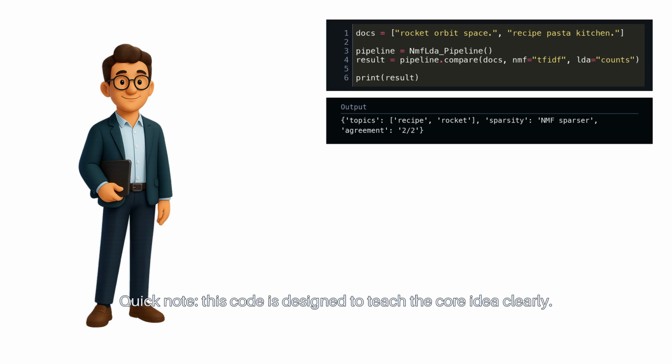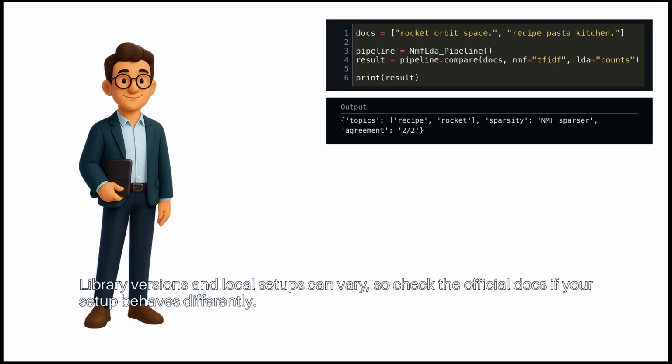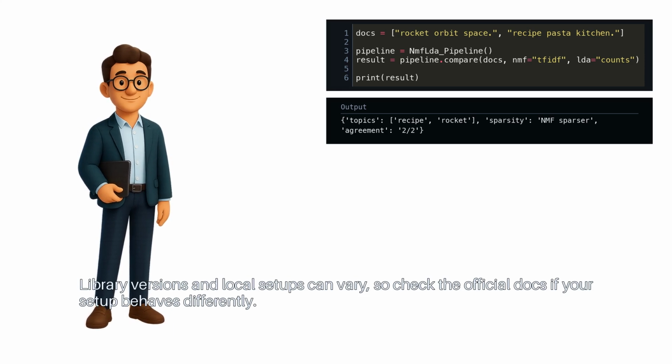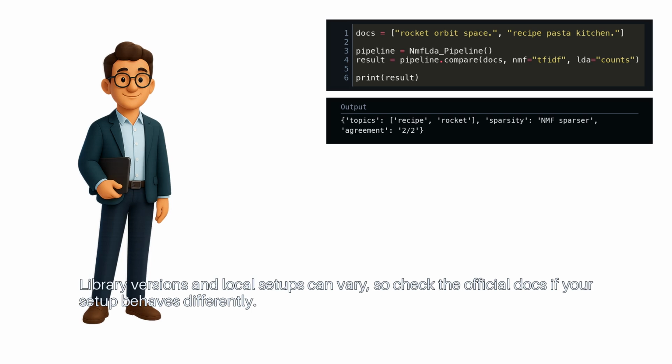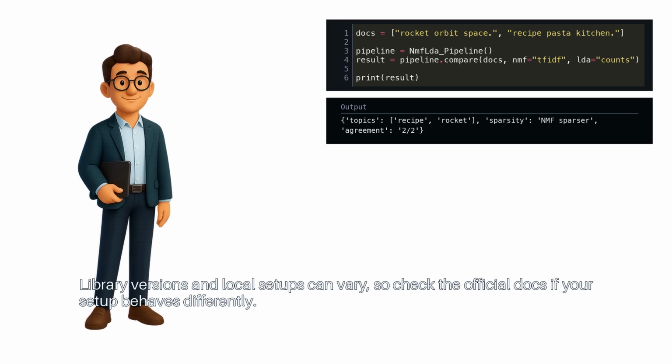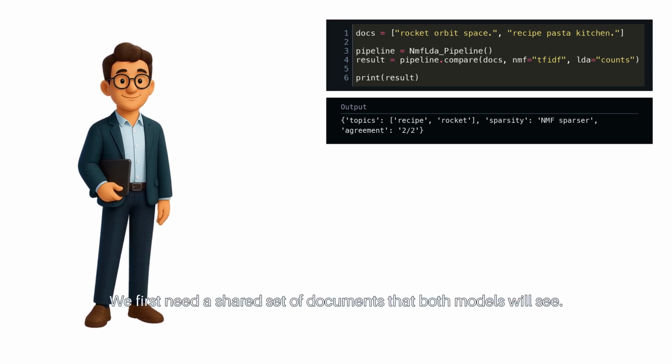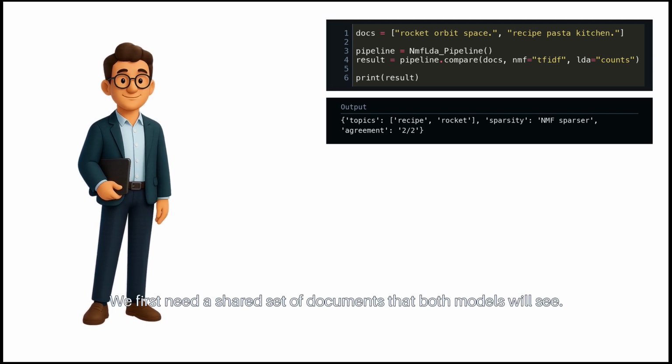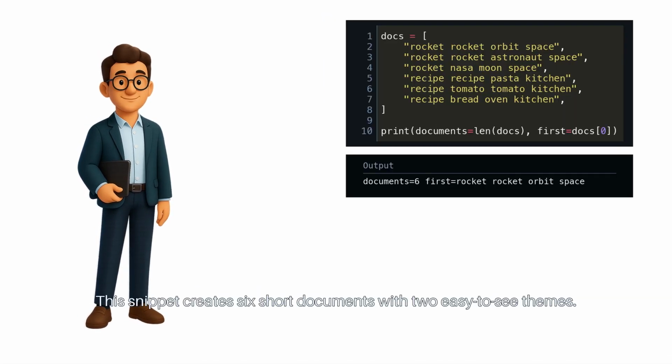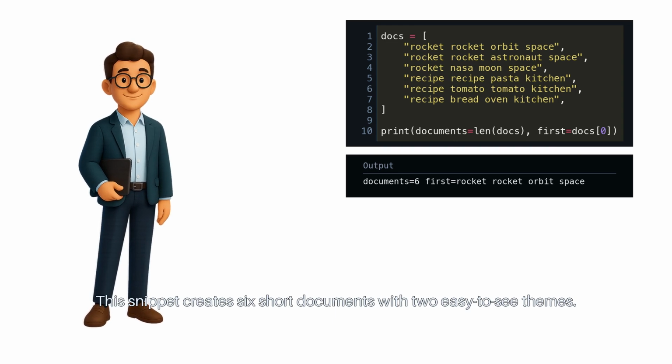Quick note: this code is designed to teach the core idea clearly. Library versions and local setups can vary, so check the official docs if your setup behaves differently. We first need a shared set of documents that both models will see. This snippet creates 6 short documents with 2 easy-to-see themes.